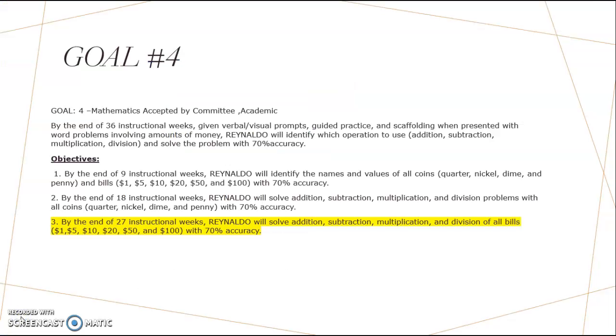So for goal number 4, we are going to solve problems involving amount of money. So we are going to identify whether we need to use addition, subtraction, multiplication, or division. And I know you have seen all of these assignments already, Ray, and that we have gone through all of the 3 objectives. This is our last objective. We are in the 36 instructional weeks, so that means this is just a review before we move on to new goals.